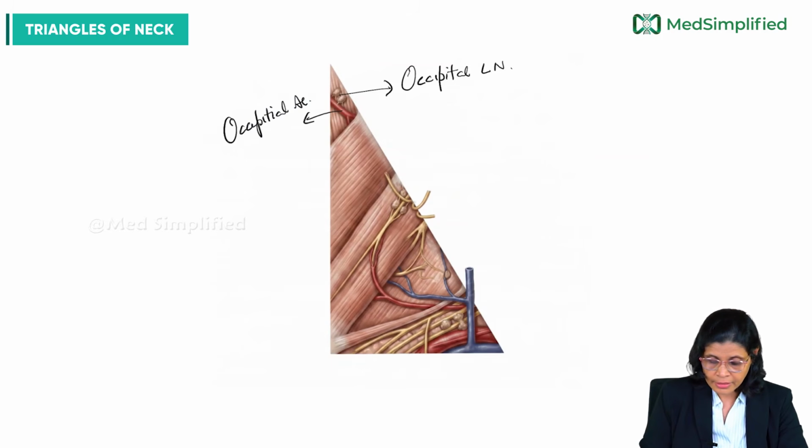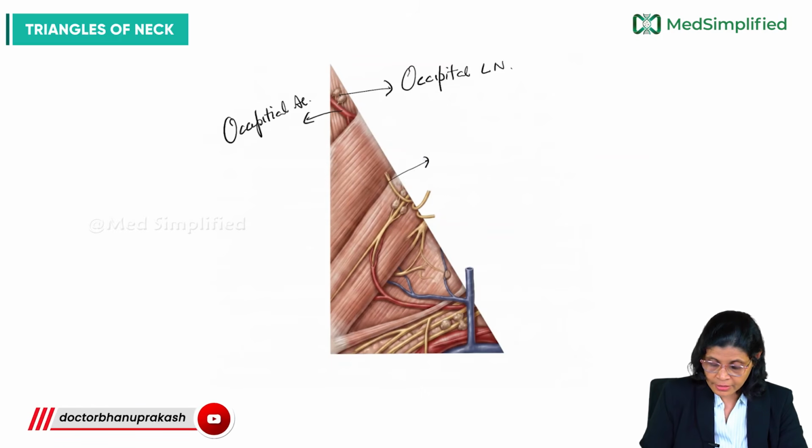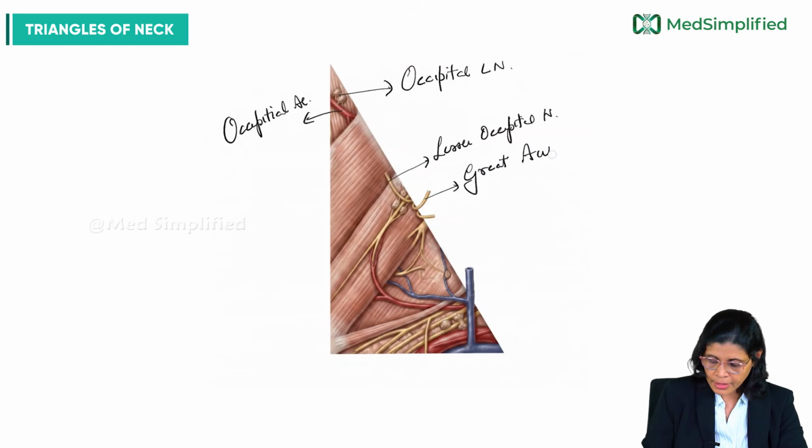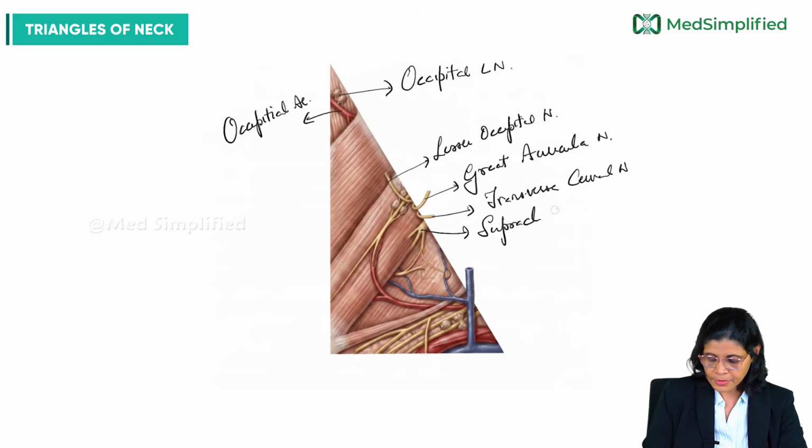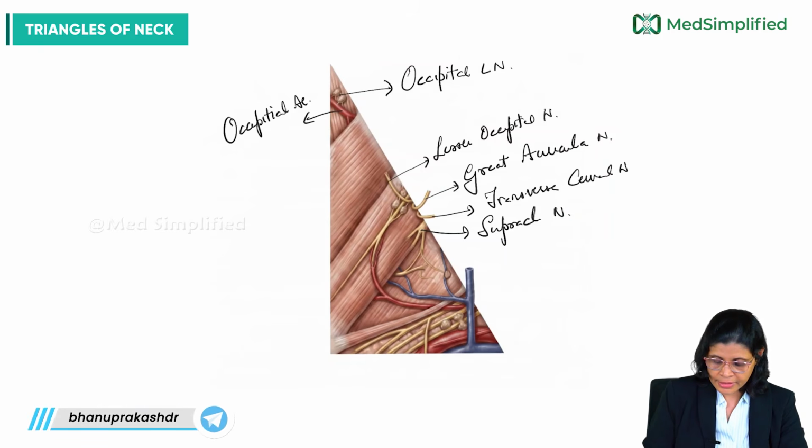then we see these nerves which are just emerging from the cervical plexus. This is the lesser occipital nerve, then we have the great auricular nerve, this is the great auricular nerve, and here we have the transverse cervical nerve. And these are the supraclavicular nerves. And here you can see running across the spinal accessory nerve.